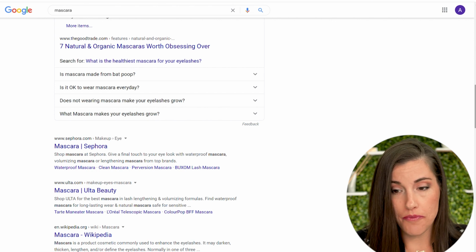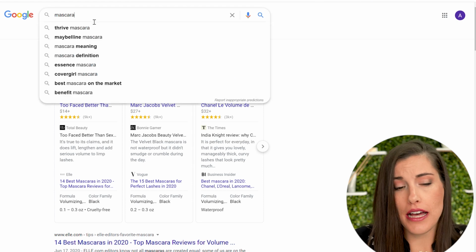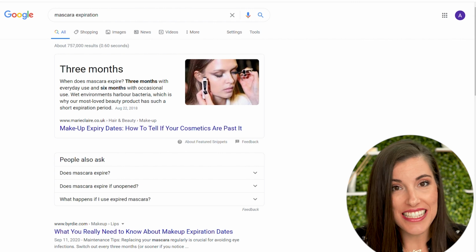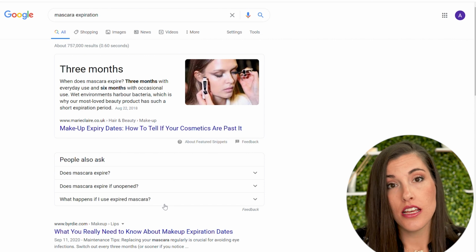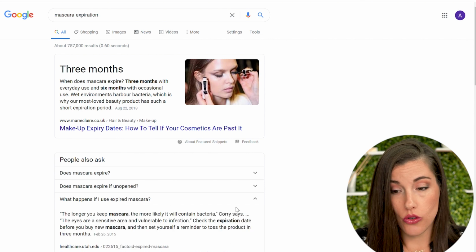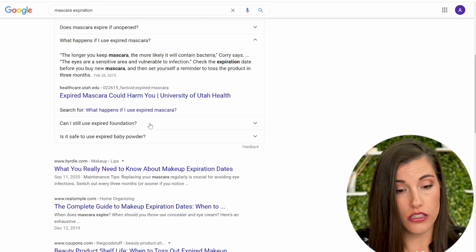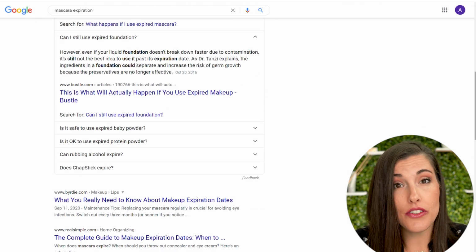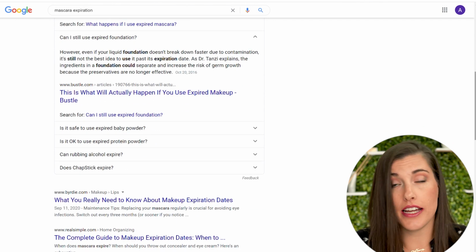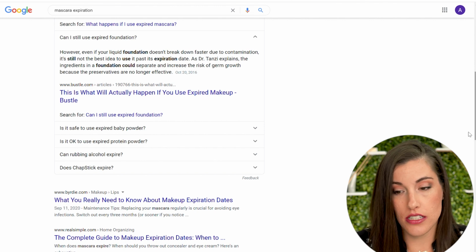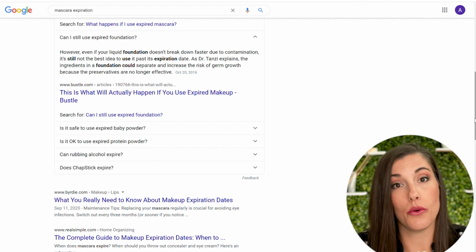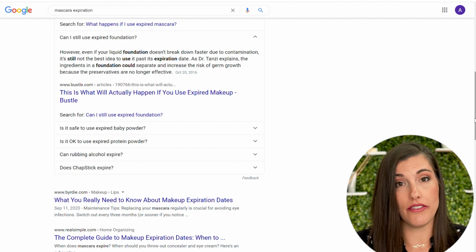So then you could come over here and say, okay, mascara expiration. So then you can go do the exact same thing, seeing what people are asking about mascara expiration dates. And you can keep going and going, and Google will continue to give you more questions. Can you still use, oh, now this goes into foundation, but you can keep doing this. And I did it for mascara. Then I tried tinted mascara. I tried waterproof mascara. I did all these different versions of things for mascara. And I came up, I'm not even kidding you, with like 30 plus ideas. So this is going to be a gold mine for you.